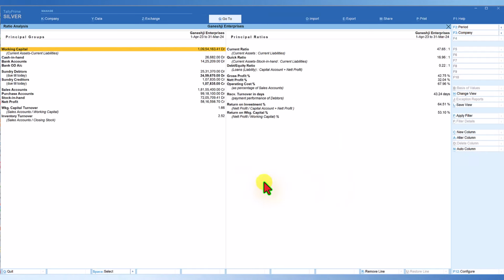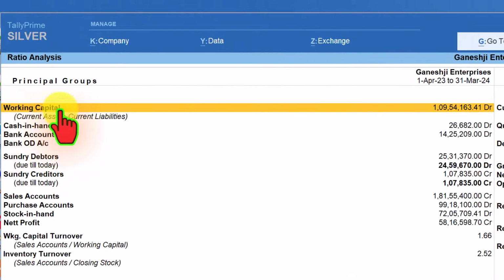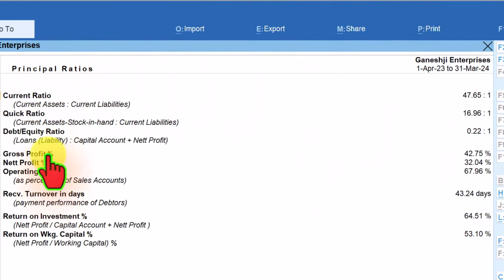Click on ratio analysis. This is data from your balance sheet and also from your profit and loss account, which you can view in one single report. So let us start analyzing the principal groups first. The first one is the working capital. How do we arrive at the working capital? Incidentally, Tally gives you the formula that is applied to get the information for your principal group, wherever a formula is applicable, and also the principal ratio.